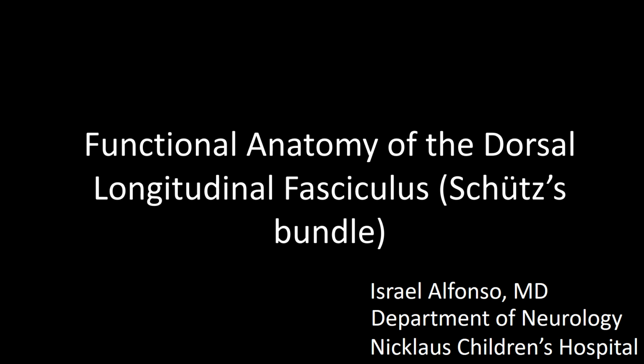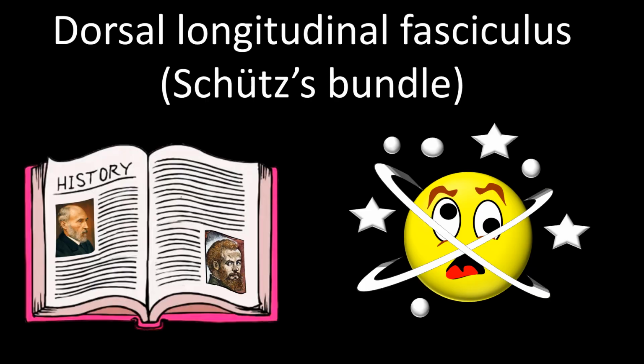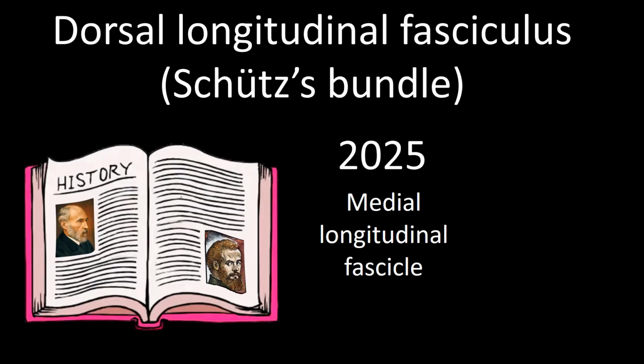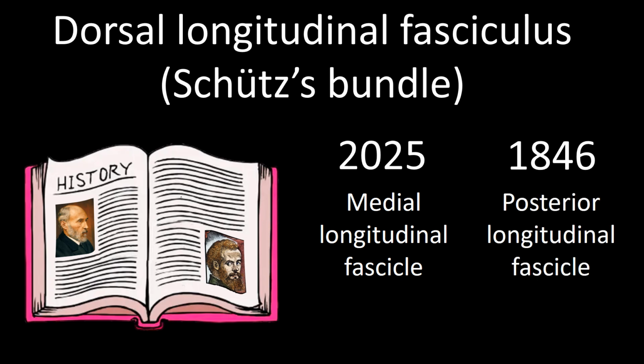This talk deals with the functional anatomy of the dorsal longitudinal fasciculus. The history behind the name of this fascicle is a bit confusing. What we call today the medial longitudinal fascicle was in 1846 called the posterior longitudinal fascicle. By 1895, the term posterior had been changed to medial.